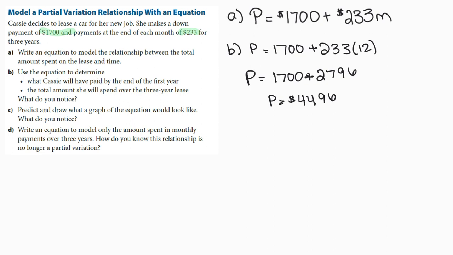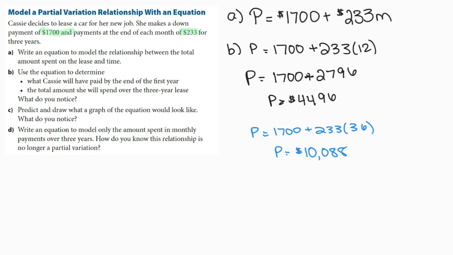So what about the total amount she would spend after 3 years? So let's do that in blue so we see the difference. So we would have 1,700 plus 233 times the number of months. So in 3 years, there would be 36 months. And we can work that out. 233 times 36 plus 1,700. And we get $10,088 that she paid after 3 years.